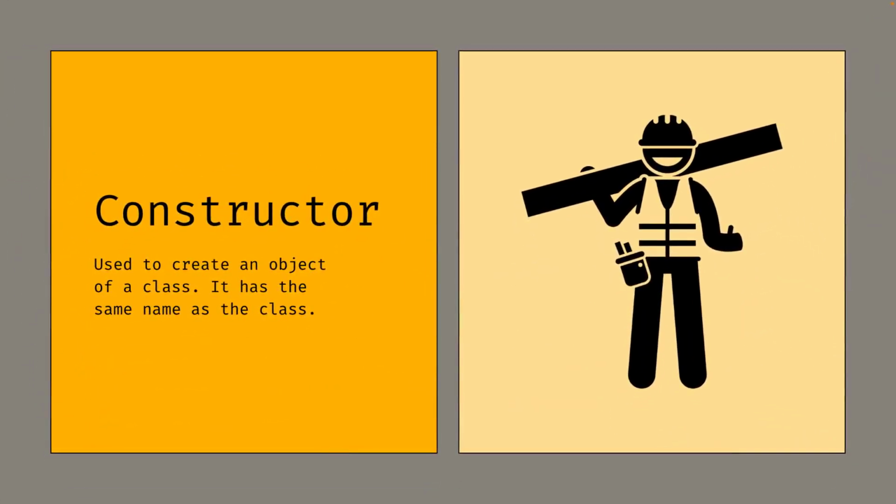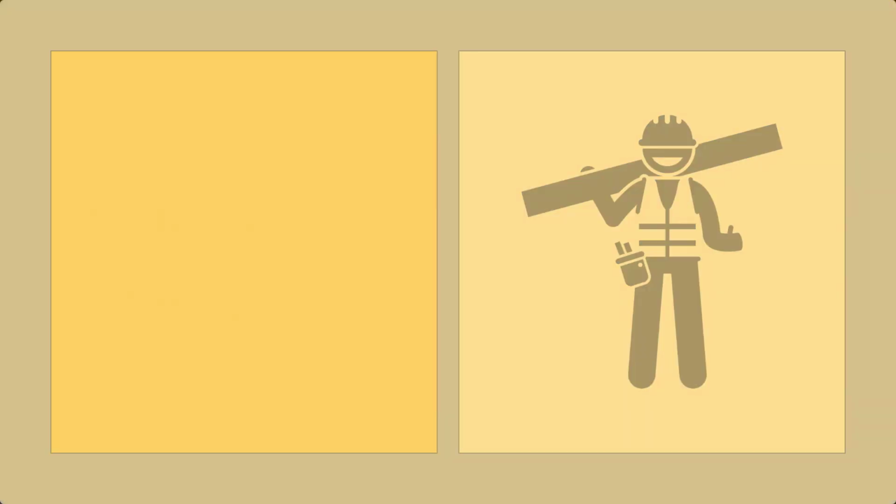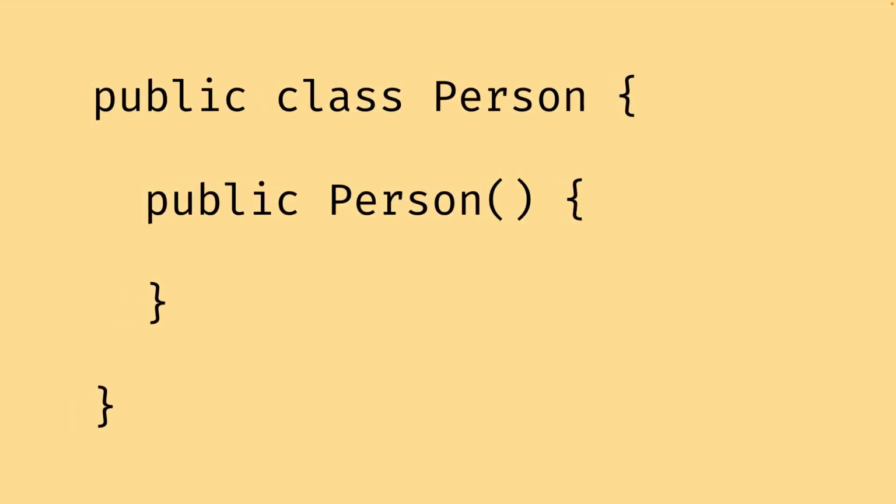A constructor is a special method in Java that is used to create an object of a class. It has the same name as the class and it's used to initialize the instance variables of the object. Here's how to recognize a constructor. As I said, it has the name of the class, and it starts with a capital, because the class name should start with a capital, as opposed to methods.